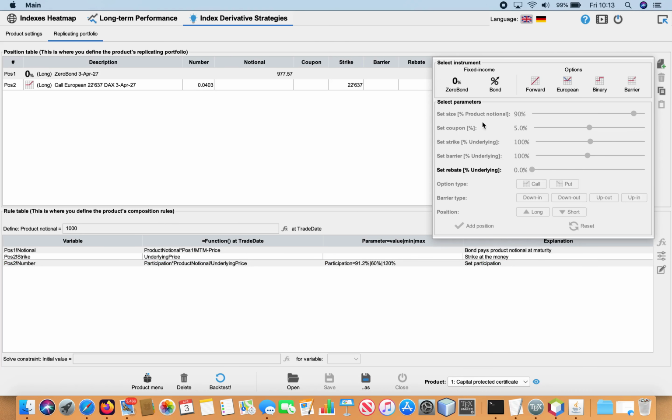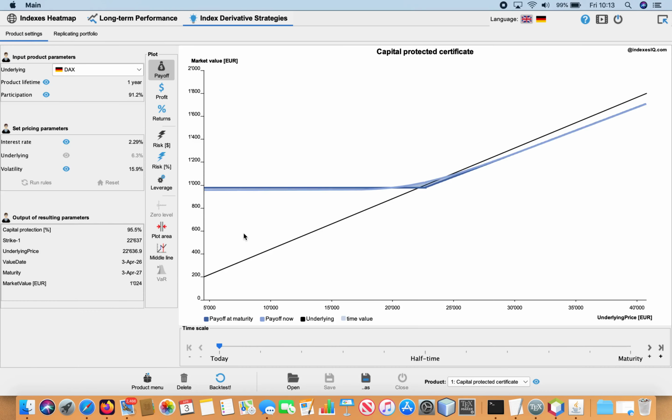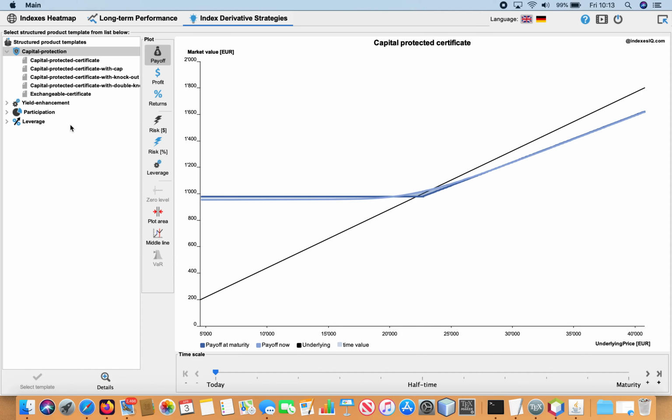And you can add and delete different components of the product and so on. But that's really for expert users. Let's go back to some simple examples. So I created this capital protected certificate. Now I can go back to the main menu and add a second product here.